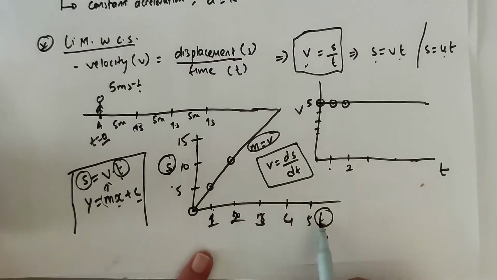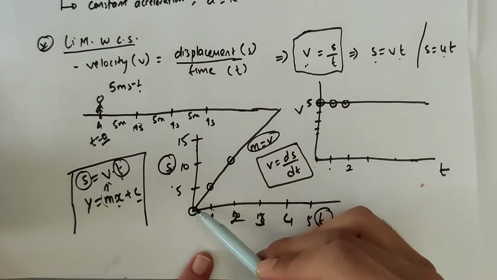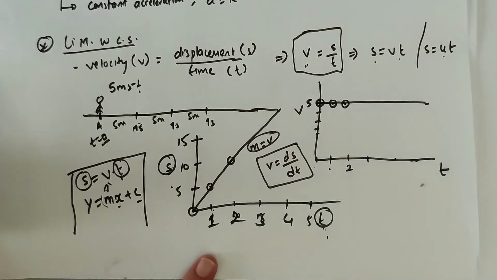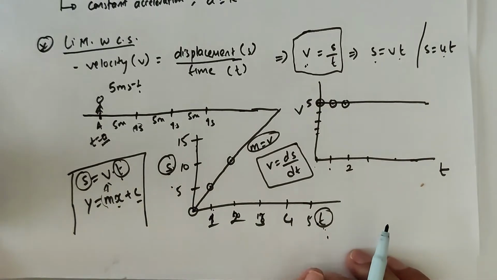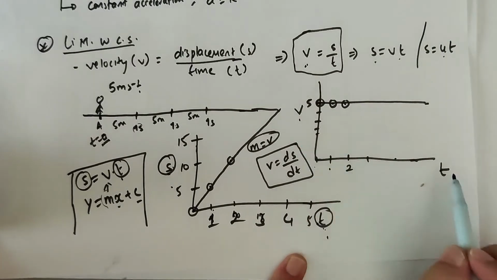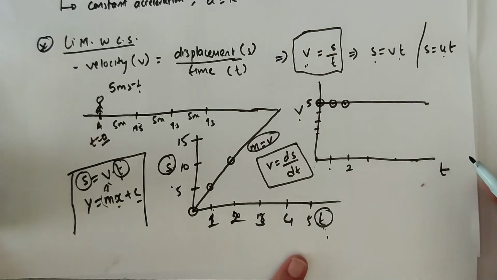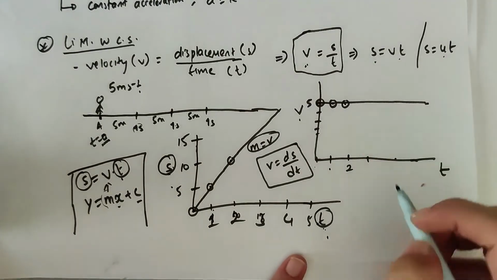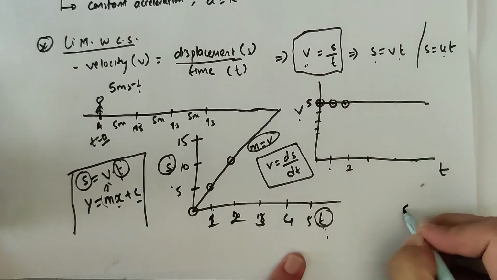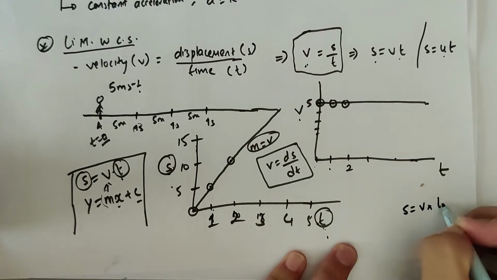So if we have an st graph, and if we calculate the slope of the line or curve at any time, then what you get is the velocity of the object at that point in time. Now let's say I have a vt graph, and something interesting happens here. If I look at the formula for displacement, s equals v times t, right?